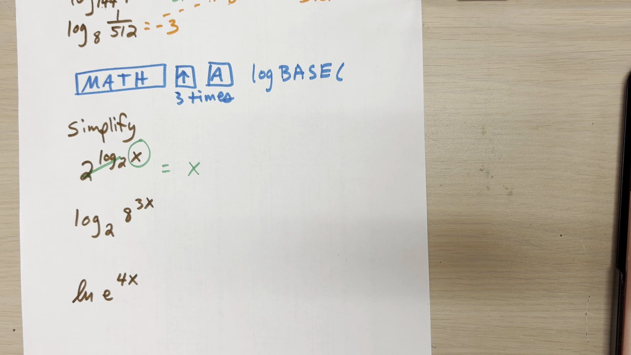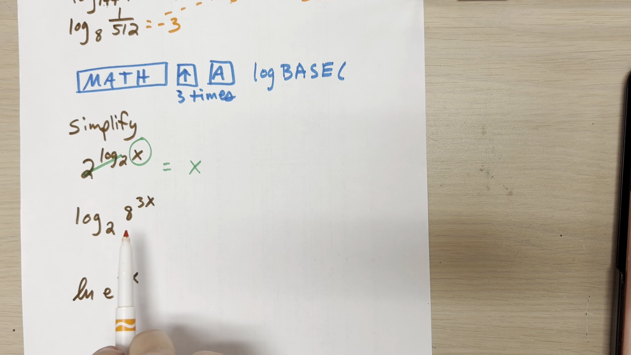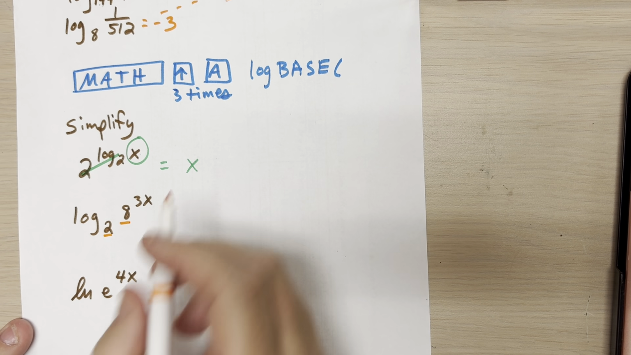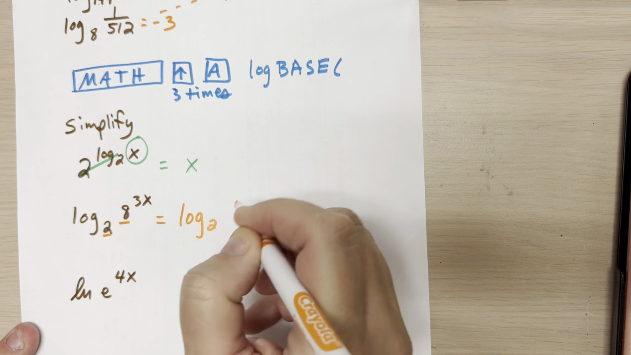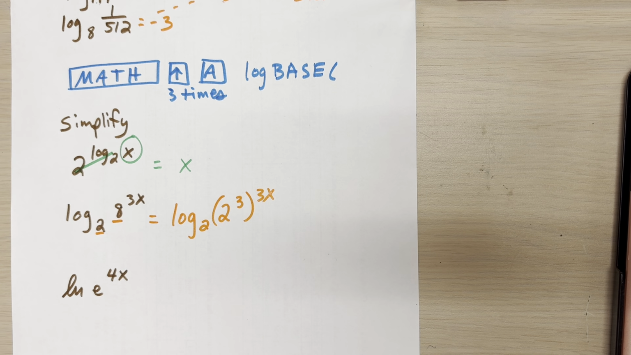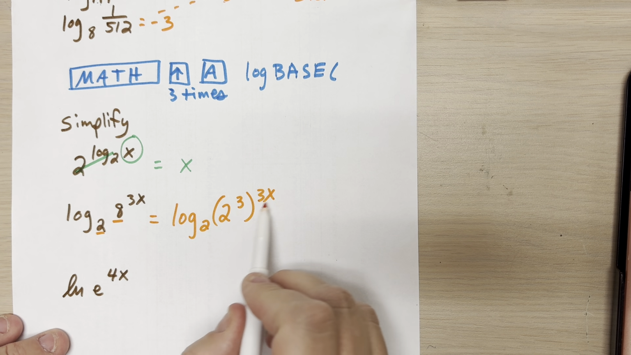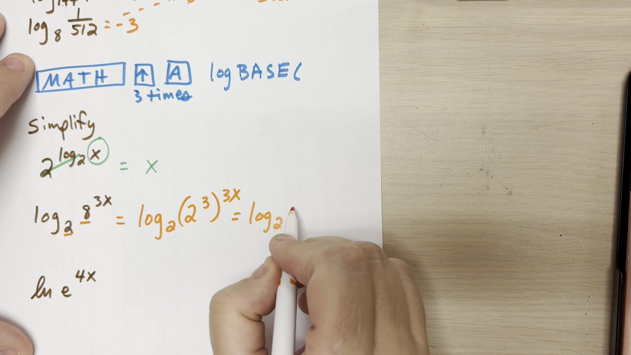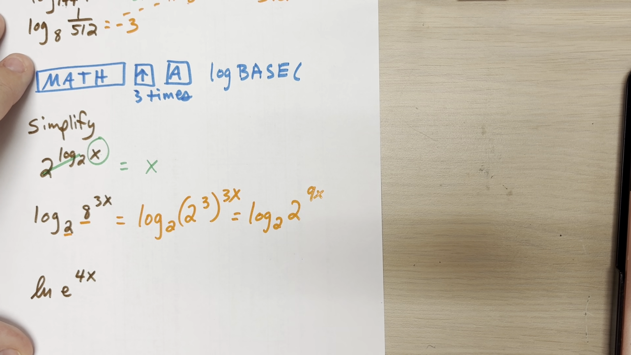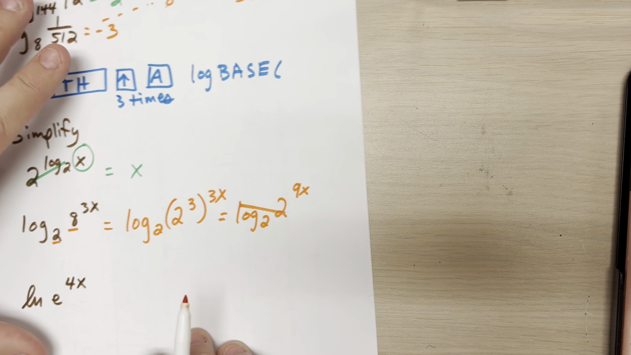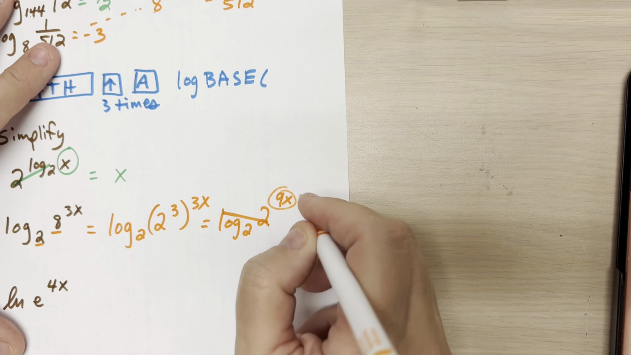Yeah. So like if you've got something strange like this, log base 2 of 8 to the 3x, you want to rewrite that 8 with a base 2 if you can. So we've got log base 2 of 2 to the 3rd to the 3x. And y'all know from laws of exponents that you can multiply these powers up here. So we'll have log base 2 of 2 to the 9x. Since this base and number are the same, they essentially cancel. And again, you're going to learn a little bit about why soon, but not yet.